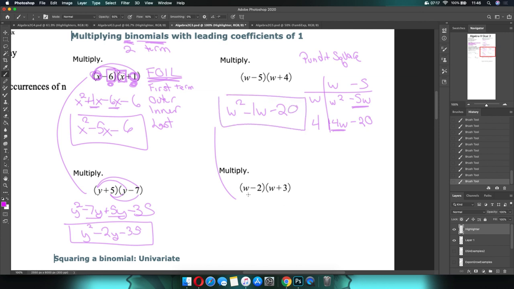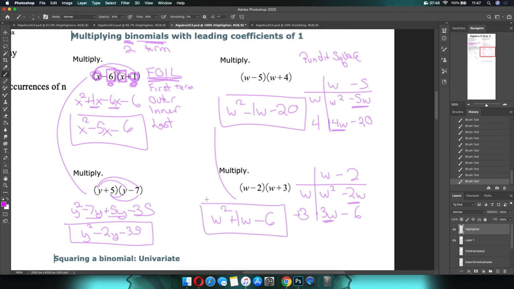Next up, we'll set this one up. So we have, what do we have? We have W minus 2, and then we have W plus 3, okay? W times W is W squared. W times 2 is 2W. 3 times W is 3W. And then 3 times 2 is negative 6. Like terms, keep an eye out for those. So W squared plus 1W minus 6.